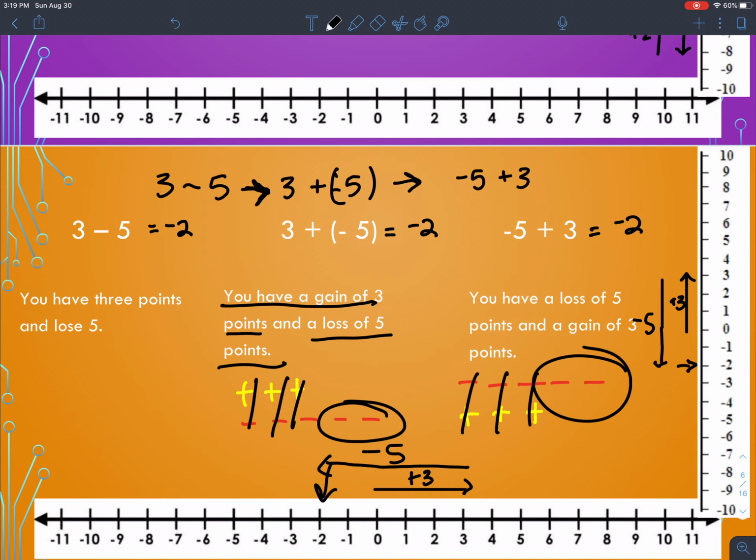And some people were wondering why I don't have the parentheses still there. Once I move the negative to the front, then I no longer have this situation. Let me show you. I no longer have this plus and minus situation where they're right together. I just have the -5 and the +3. So I don't have to put parentheses around it because I'm not cleaning anything up. I'm not separating anything out.